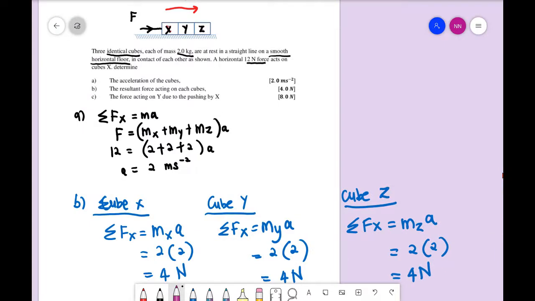And then for question C, the force acting on Y due to the pushing by X. So we have to consider cube Y. Z is on the right side, so Z pushes Y. This is the force on Y by Z. And on the left side is cube X, so X pushes Y. So this is the force on Y due to X.